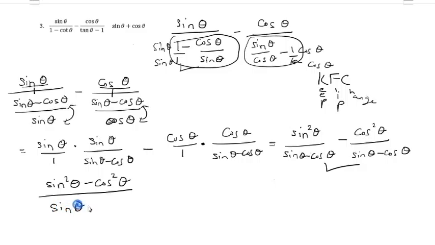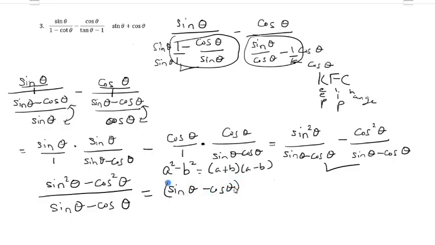All under one common denominator. All right, we're getting there. Now what I would say, this here looks like a difference of squares. Remember from the very first problem, it was a difference of squares. A squared minus b squared is a plus b times a minus b. In this case, a is sine and b is cosine. So I'm going to factor this as sine minus cosine times sine plus cosine.